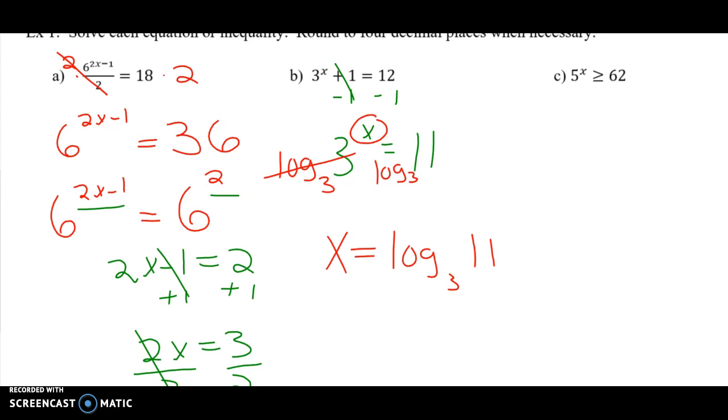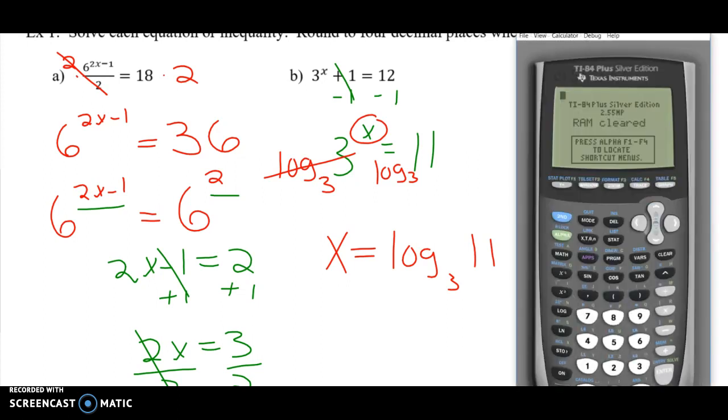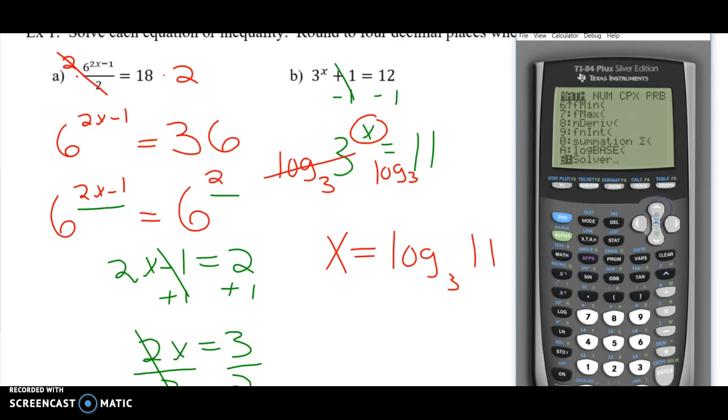Now on a multiple choice test, that might be your answer. Log base 3 of 11. But if it's a short answer test, they'll probably tell you to round to like 4 decimal places. And this can go in your calculator, right? Can I use the log button for this? No, what's the base of this button? 10. But this one's 3, right? So we need to hit math up. And it's that one, log base, right there. So log base 3 of 11.